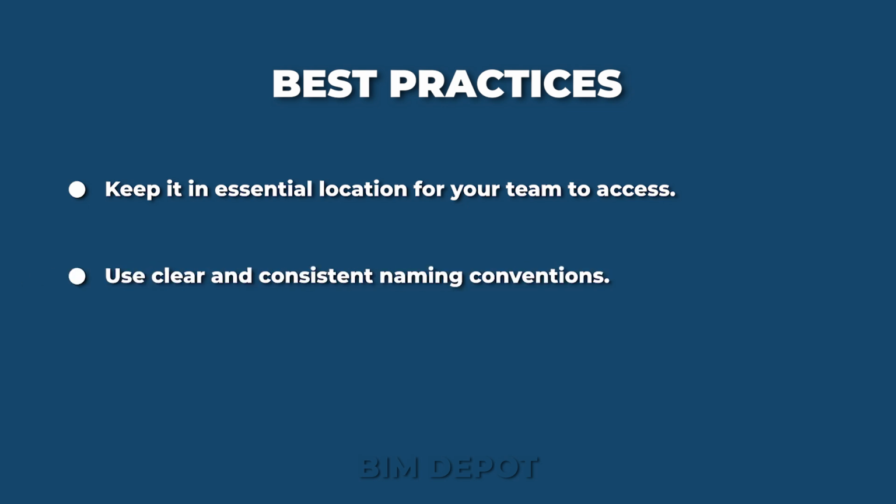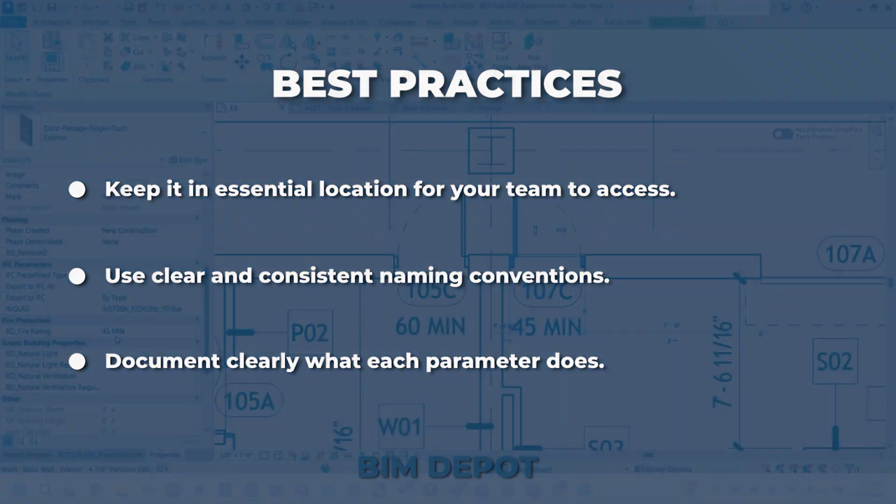You need to use clear and consistent naming conventions. So like I said earlier, always starting with your firm abbreviation, underscore, and then you can also say the type of parameter it is, whether it's instance or type. We like to keep it simple just to keep things fluid and dynamic. It's always good to document clearly what each parameter does. This will help avoid duplication. Only make shared parameters when you need tagging or multi-project consistency.